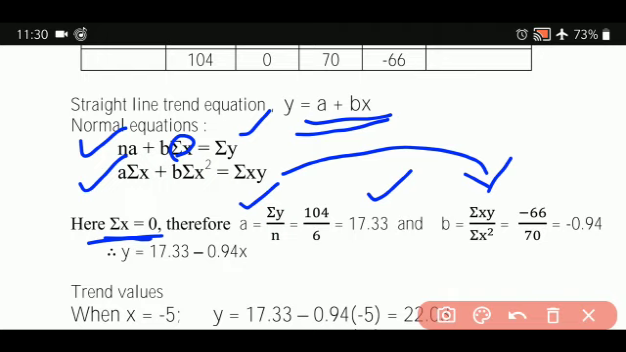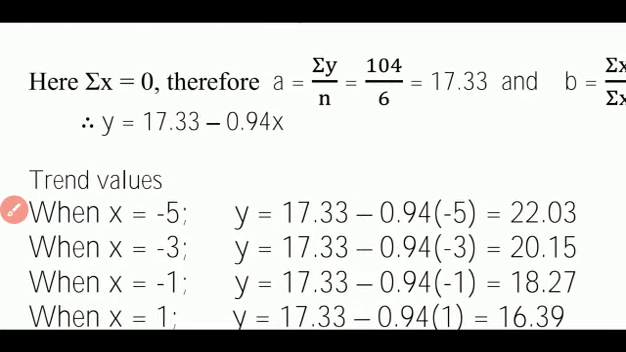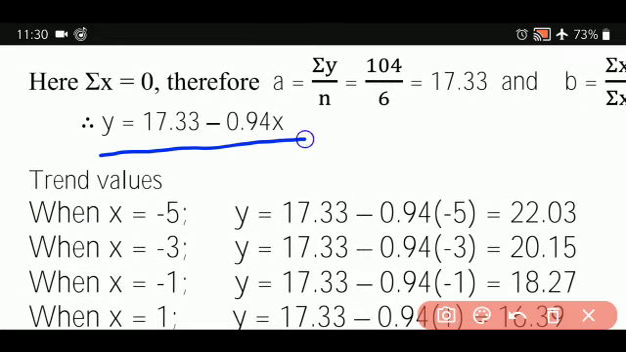Similarly, from this equation we get the value of b. B is equal to summation xy divided by summation x square, and summation xy is -66 divided by 70, the answer is -0.94. So what is our trend equation going to be now? This is our trend equation. Because it's a negative sign, you put a minus sign. Put the value of a, put the value of b, and this is our trend equation.